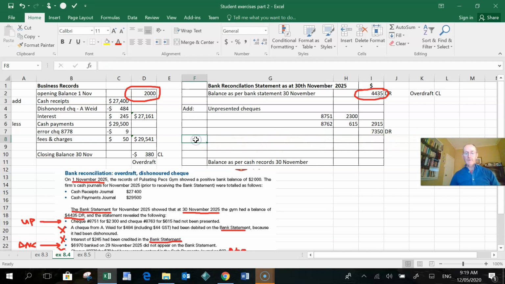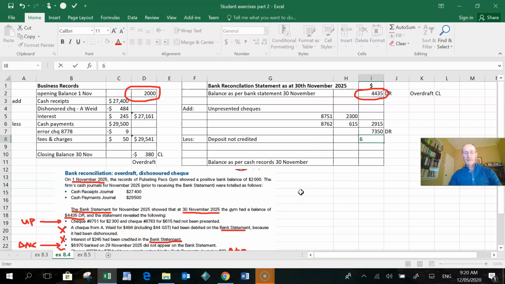So obviously now the next one is going to be less, and we're going to less the deposit not yet credited. Because once this deposit is credited, it's going to reduce this overdraft. So I currently owe the bank 7,350. If I suddenly deposit some money, it's going to reduce the amount that I owe. So you go down to find the deposit not yet credited. So we wrote out a receipt for 6,970. It will be inside that figure there. But it hasn't appeared on the bank statement yet because, the usual reason, we haven't physically been able to take it down to the bank yet. So now we less the 6,970.